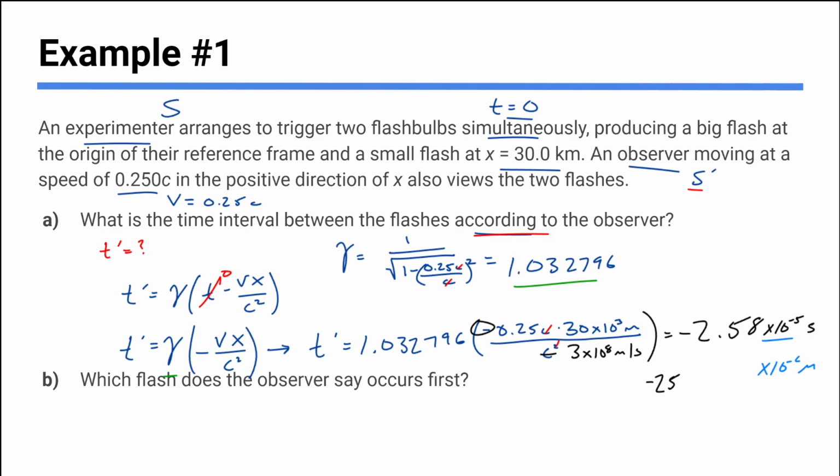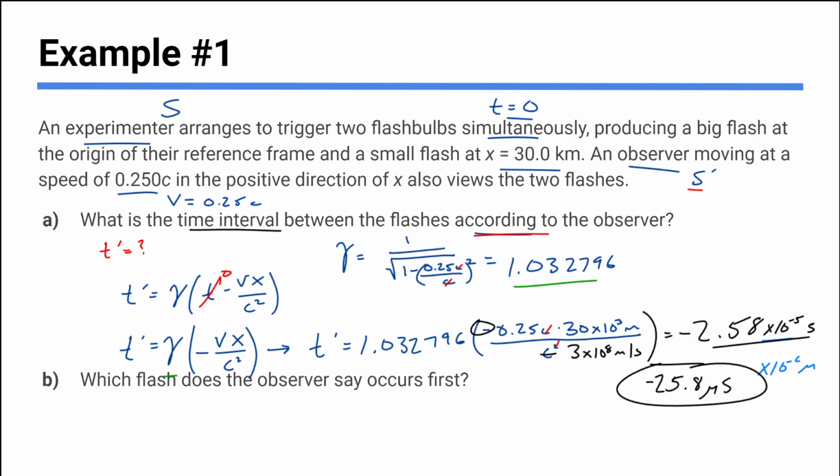Negative 25.8. I move the decimal over here to make it an extra one. So let's round it to 3 sig figs, because we do get 3 sig figs, 3 here, 3 here. So we keep 3. Okay, so negative 25.8 microseconds is what I'll say. You could just call it this, this is also perfectly fine.